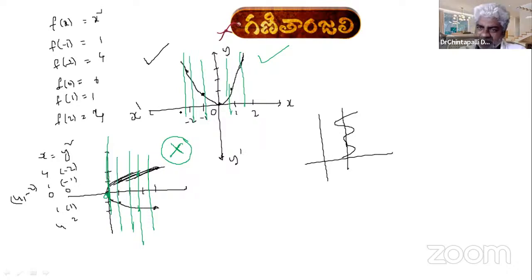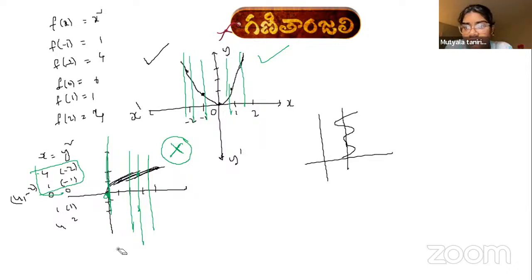Of course, there is a valid reason to say this is not a function without seeing the graph. If we avoid taking the negative y values, that means if we don't take these values, then it is a function. That means this part of the graph is not there. Then it is a function.